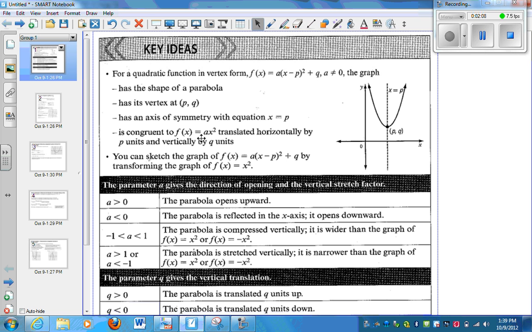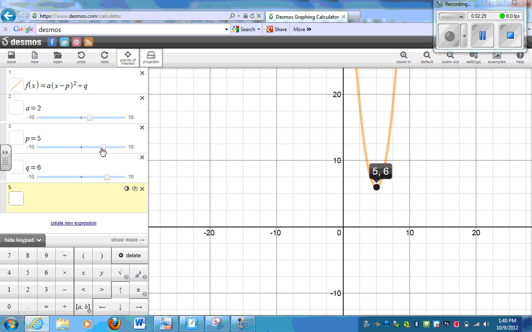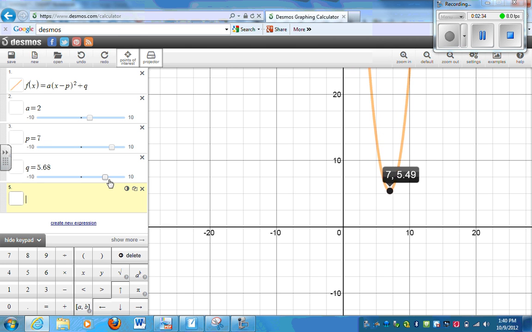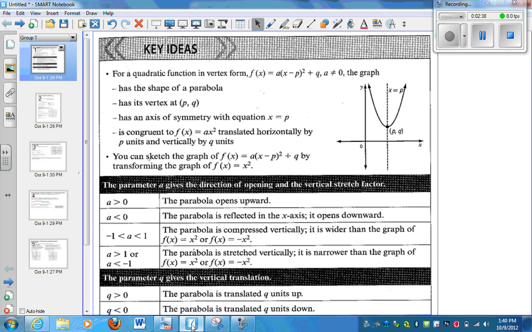It's congruent to y equals x squared. So if we just did the graph y equals x squared, but it's translated horizontally by P units and vertically by Q units. So what we do is we take our graph and we move horizontally P units. Whenever we change P, we are moving horizontally, and whenever we change Q, we are changing vertically. That's all that means. Okay? You can sketch a graph by transforming the graph.